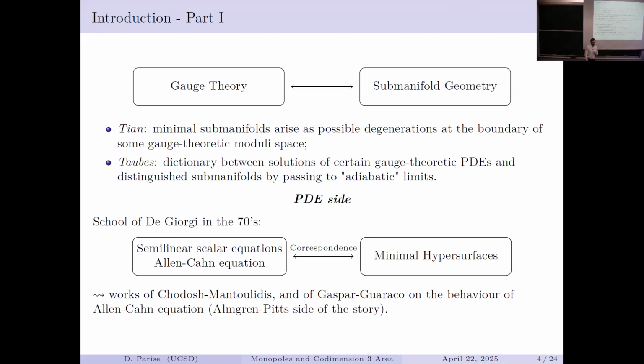This Allen-Cahn side of the story is also part of a bigger picture, and another side of the story is the Almgren-Pitts min-max theory for the area functional. All of this is to say that this correspondence between PDEs and submanifold geometry has played a crucial role in recent times in our understanding of minimal surfaces, but also of semilinear scalar equations.